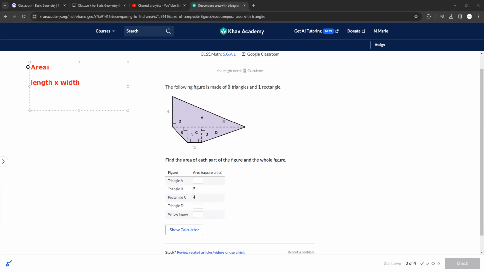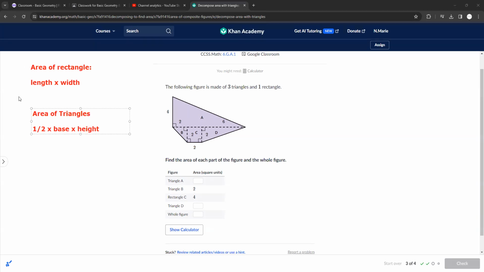And for parallelograms, we know it was base times height. I'm just going to put rectangle. And then there's no parallelogram. So then area of triangles would be 1/2 times base times height, or base times height divided by 2, whatever you want to do.